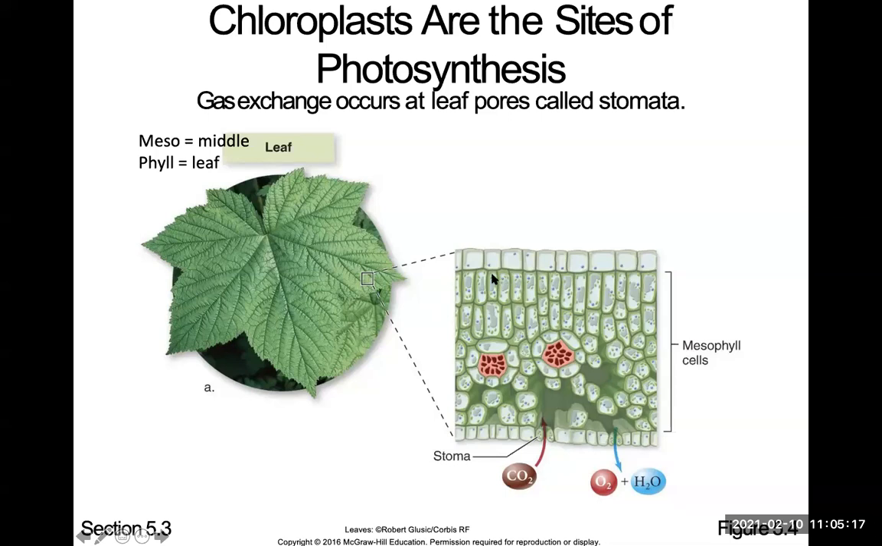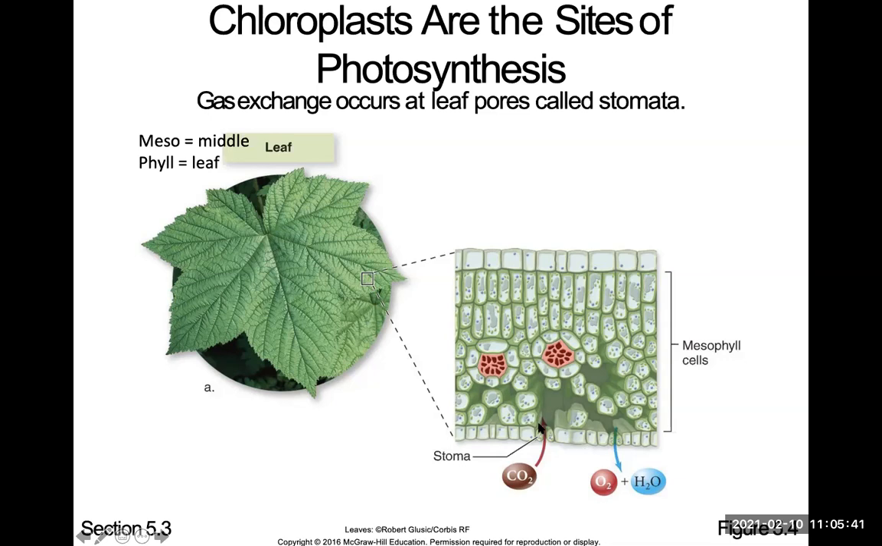I'm going to repeat what I said. I said this is the top, this is the bottom. On the bottom, you notice there are these holes, and these are called stomata. I need you guys to know that name, stomata. So that's what they're called. You don't see them here. They're found on the underside of the leaf.